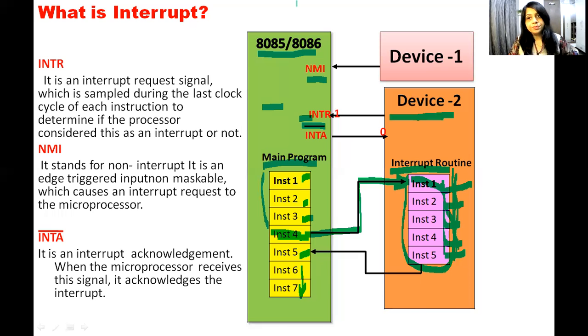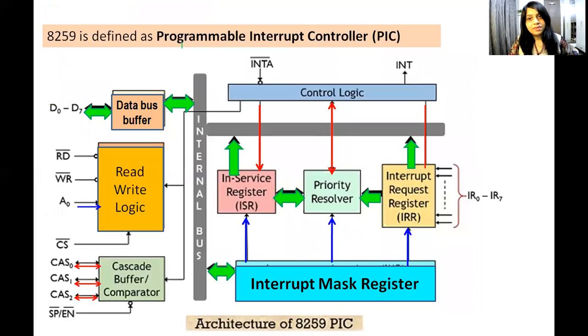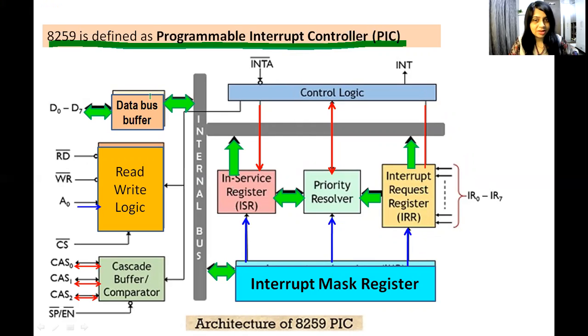Now, 8259 is defined as a programmable interrupt controller, PIC, and this is a block diagram of 8259. You can see on the left-hand side there is the data bus buffer, read write logic, and cascade buffer. On the right-hand side there are four registers: interrupt service register, priority resolver, interrupt request register and interrupt mask register. We are going to study every block of this 8259 in detail in coming slides.